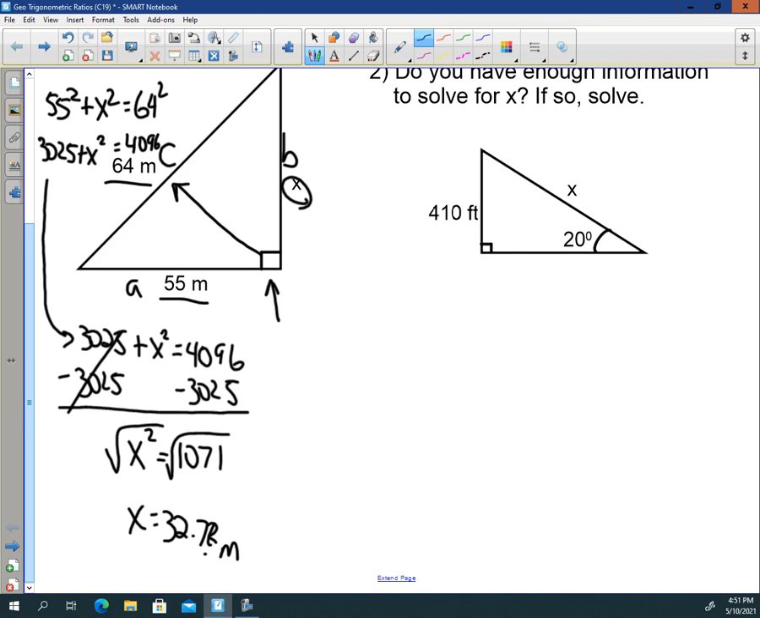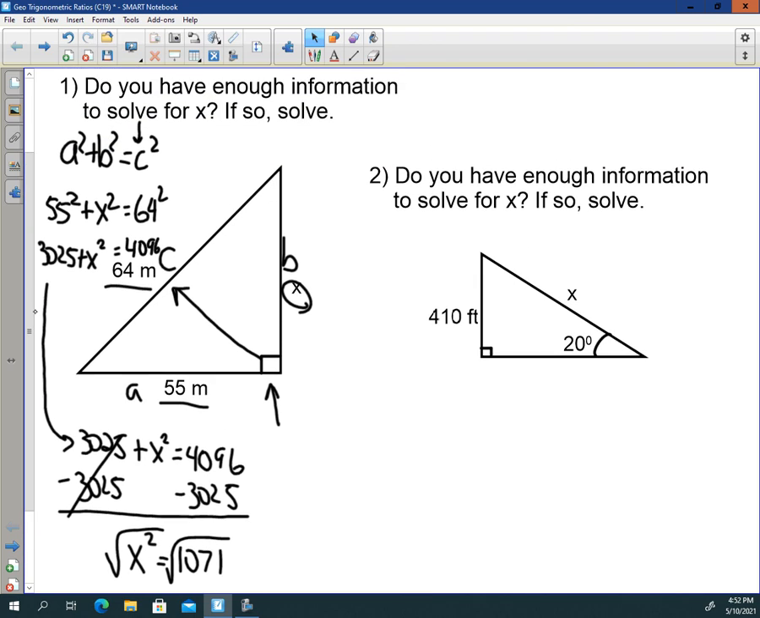Okay, so now looking at number 2. It says, do you have enough information to solve for x? If so, solve. Well, what we have is a right triangle, so that's a good sign. We have one side length. We don't know anything about this side, and we don't know anything about this side either, because it's what we're trying to find. So we can't use the Pythagorean theorem because you need 2 sides in order to do it.